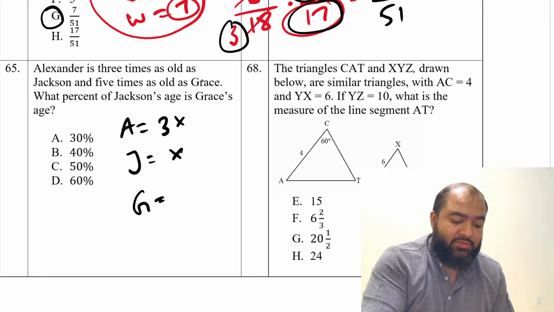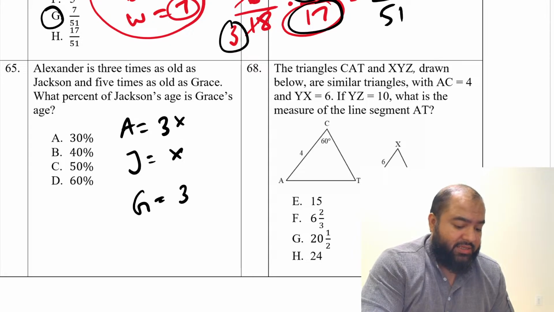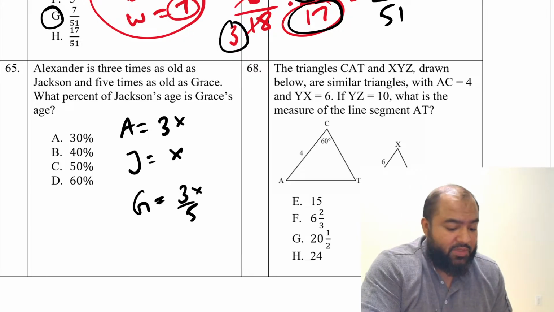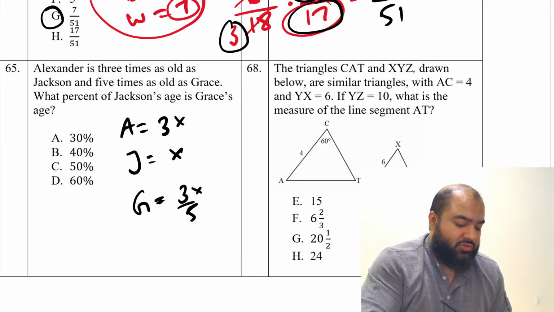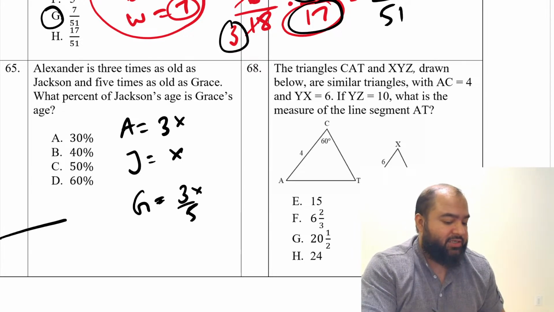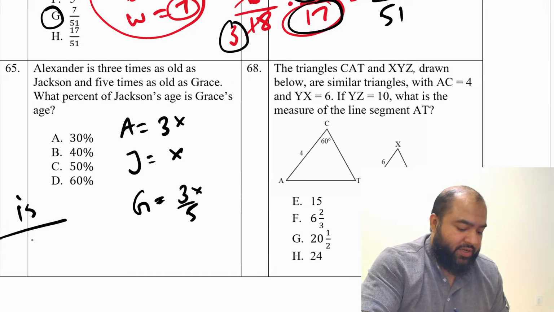Okay, Alexandra is 3 times as old as Jackson and 5 times as old as Grace. So I can say Grace is 5 times less: 3x over 5, that's 3/5 x. That's what Grace is, okay? Now, they said what percent of Jackson's age? Remember, before you make it a percent, make a fraction first. Remember, fraction is over of. So is over of, okay?